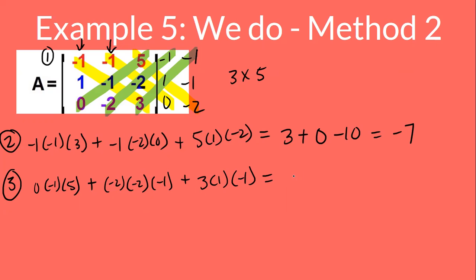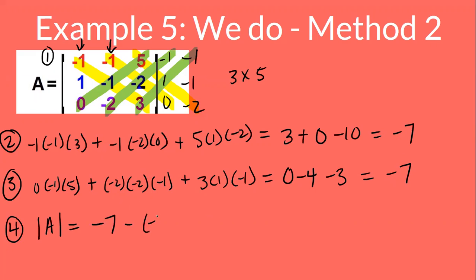0 times -1 times 5 is 0. -2 times -2 is +4 times -1 is -4. 3 times 1 is 3 times -1 is -3. That equals -7. Step 4, to find the determinant, you take the value from step 2, -7, and subtract the value from step 3. So -7 minus -7 equals -7 plus 7, which equals 0.